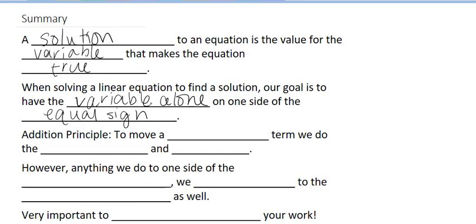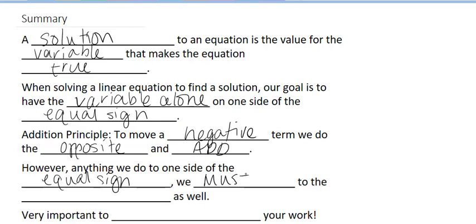The addition principle is to move a negative term, we do the opposite and add. However, anything we do to one side of the equal sign we must do to the other side. So it is very important to show all your work.